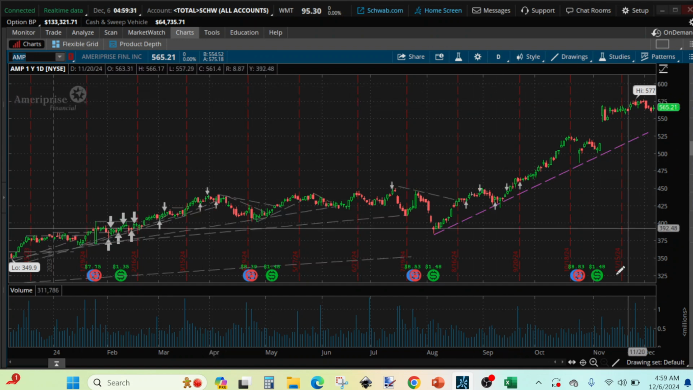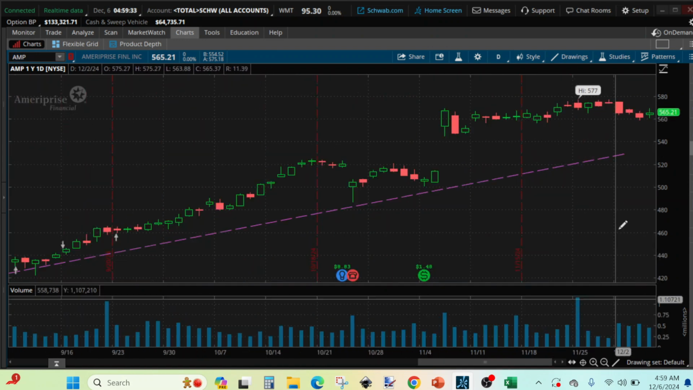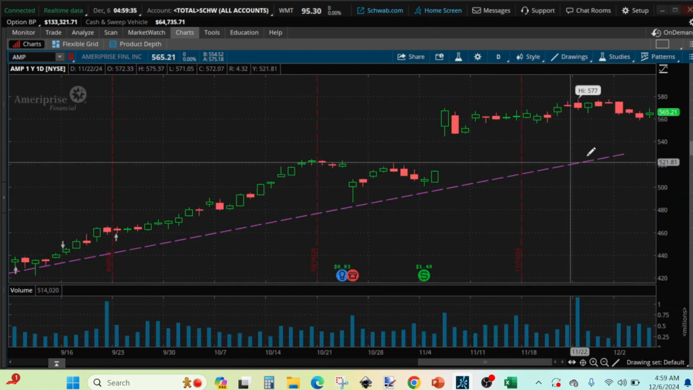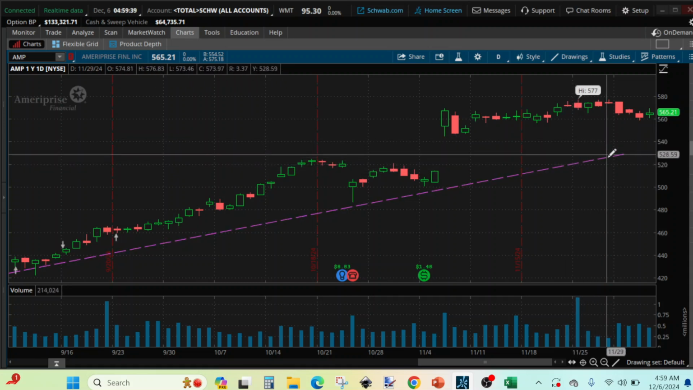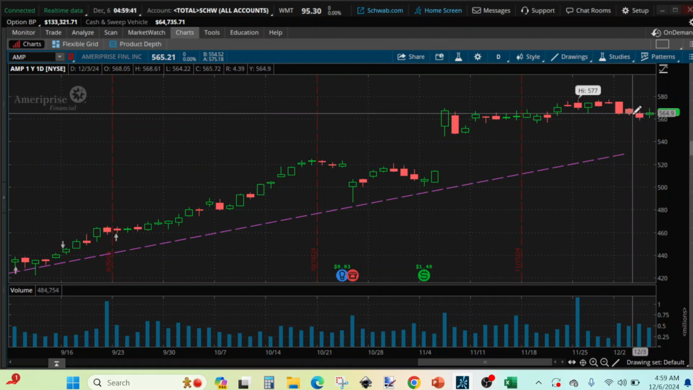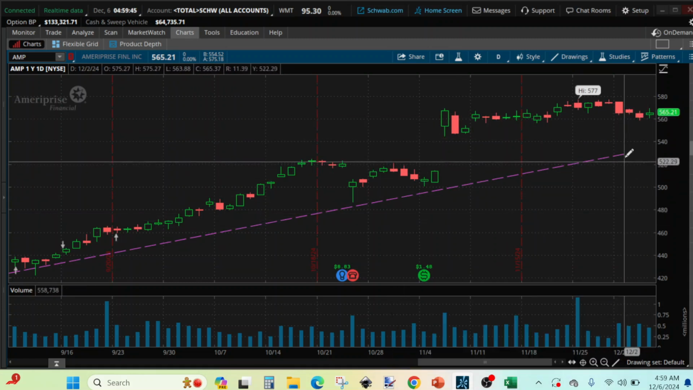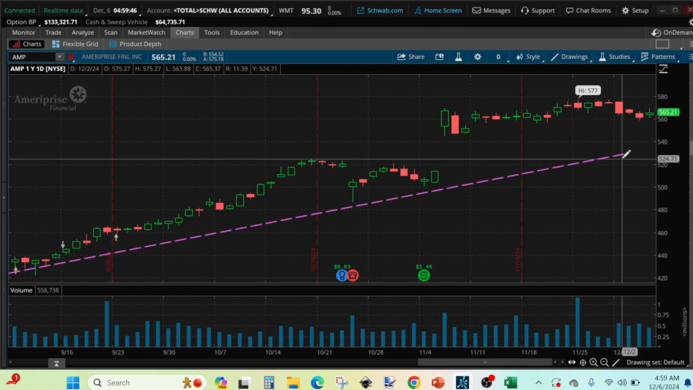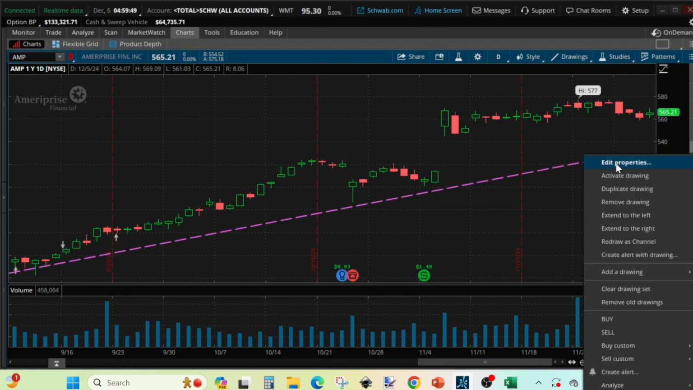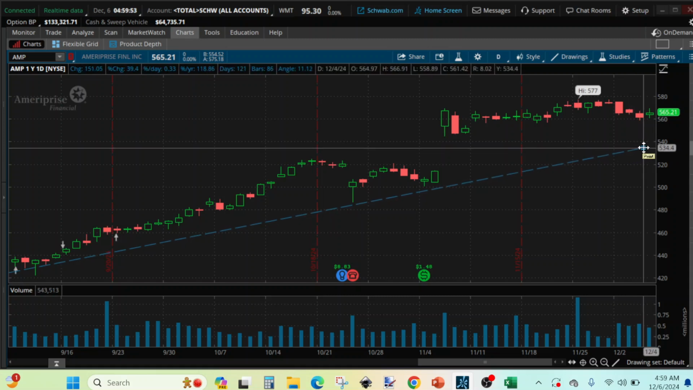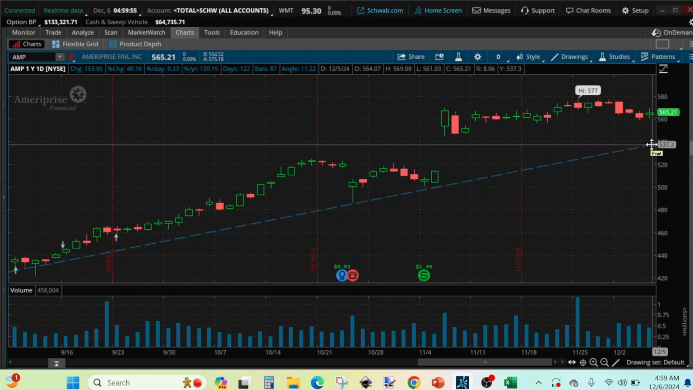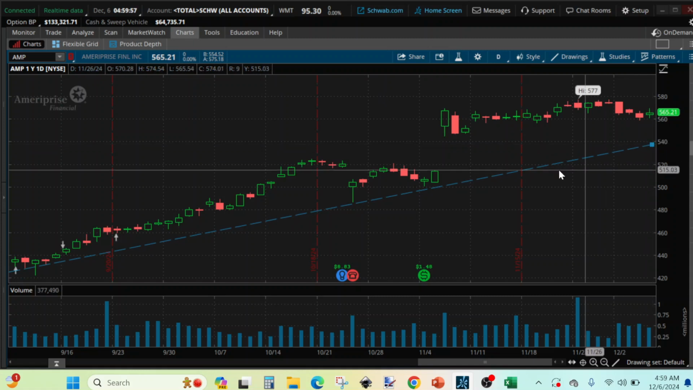So AMP, we are waiting to purchase it when it's leaving the trend line going up, and right now it is far from it. We can activate the line and extend it.